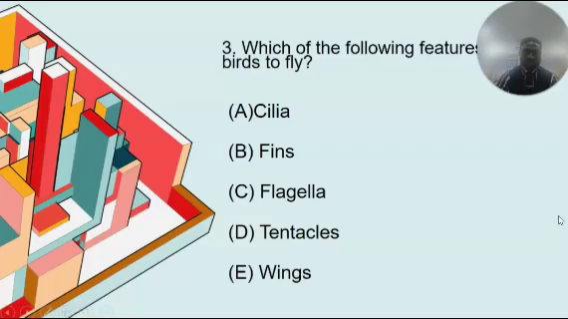So let's look at question 3. Question 3 says, which of the following features enable birds to fly? The scientific name for birds is aves, A-V-E-S.